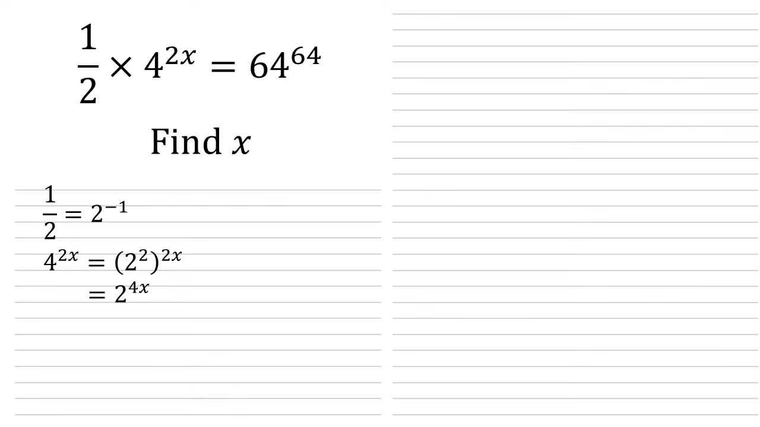We're going to simplify the right-hand side now. So 64, that's 2 to the power of 6. So we've got 2 to the power of 6, all to the power of 64. So again, we can multiply those two powers together. 6 times 64 is 384. So the right-hand side is equal to 2 to the power of 384. Now we've changed our three items into powers of 2, we can replace them in the equation.